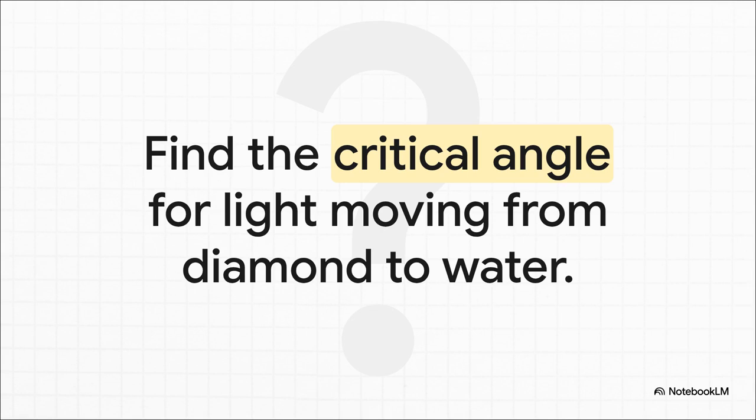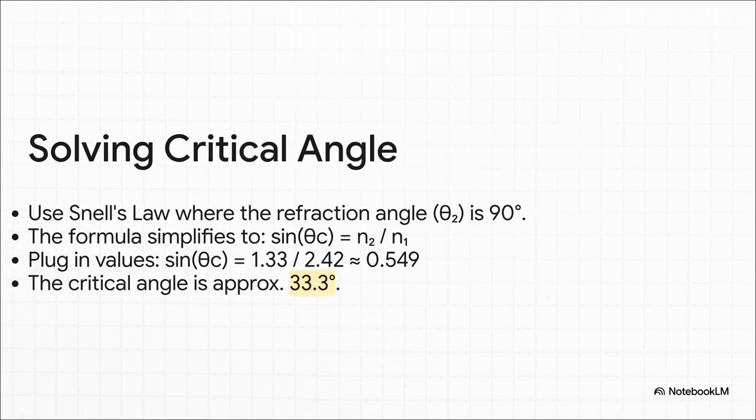Ready for round two? This one's a bit of a curveball. We have light trying to get from inside a diamond into water. Your mission is to find the critical angle at that boundary. Remember what that means? It's the point of no return angle before all that light gets trapped inside the diamond as total internal reflection.